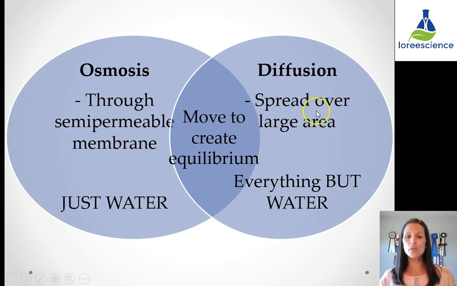Whereas when we look at diffusion, it can be spread out over a large area, and it's the movement of everything, all different types of molecules except water. So it can be the movement of carbon dioxide, sugars, oxygen, food coloring, but not water. What do they have in common? Both of them are the movement of molecules to create an equilibrium or equal concentrations throughout an area.